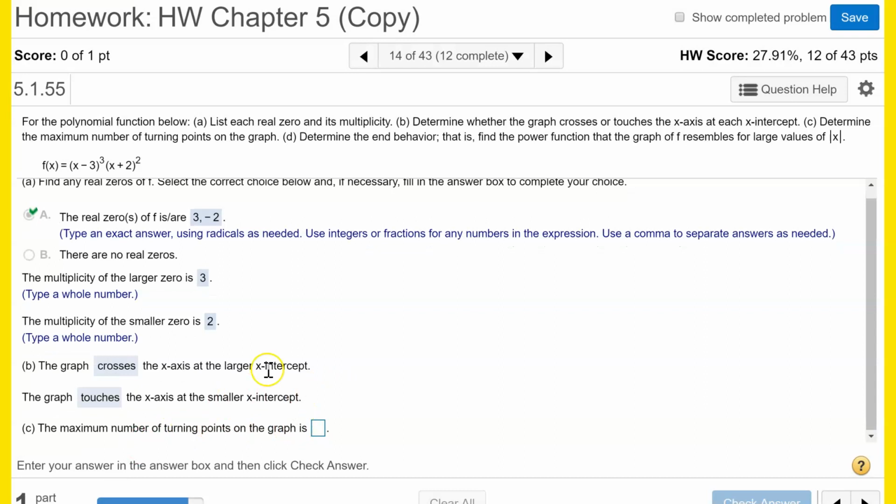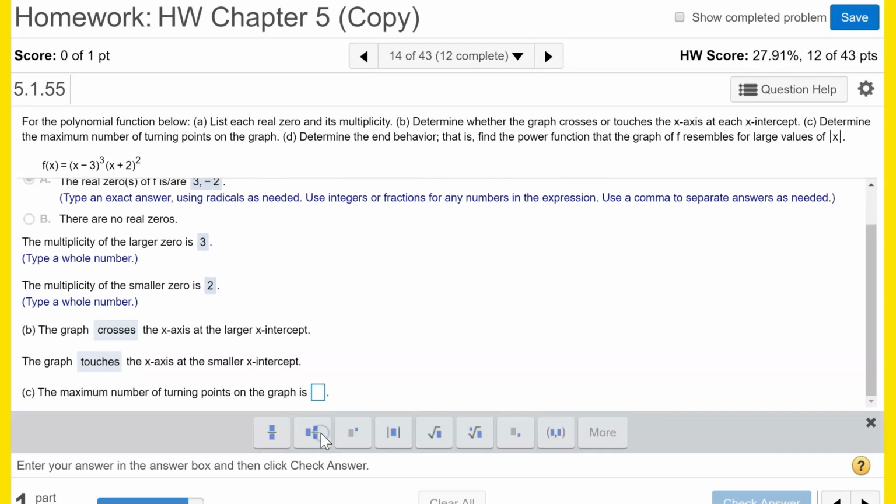Okay, again, the maximum number of turning points, you have to imagine if you were to distribute all this out, you've got an x minus 3 and another x minus 3, and another x minus 3, and an x plus 2, and another x plus 2. So altogether, that's 5 x's that are going to multiply together to get x to the 5th as the leading term. So if x to the 5th is the leading term, then what is the maximum number of turning points? It's 1 less than that. It's going to be 4.